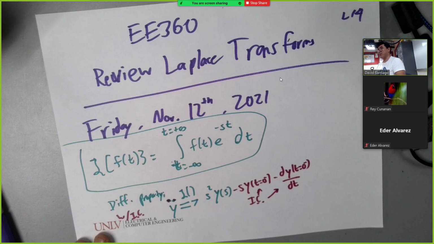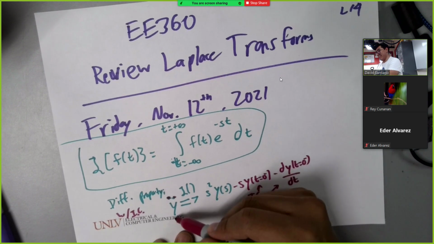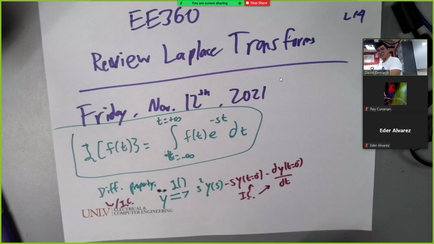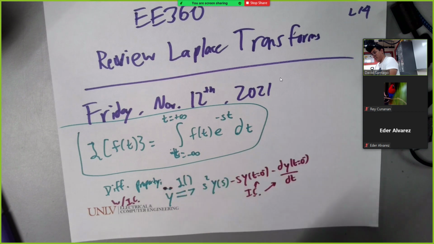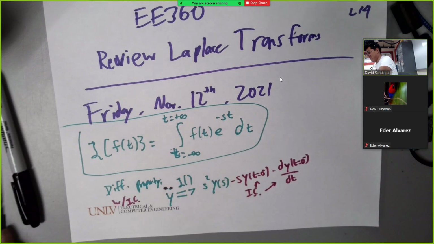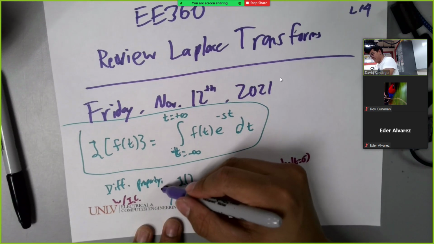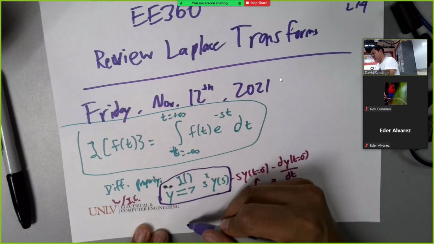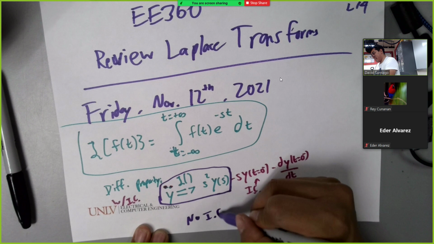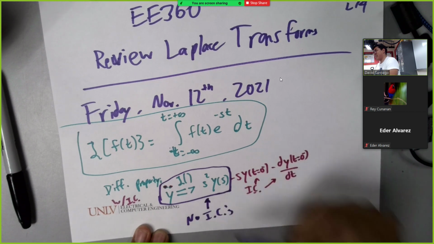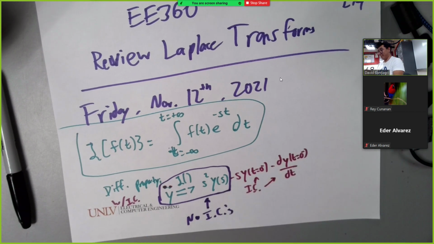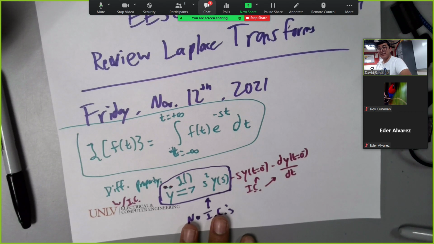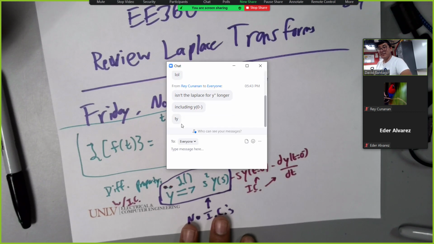Hooray, you're done. But if he doesn't give you initial conditions, then let's use the other marker. No, let's use this purple marker. No ICs. Okay, got it? Easy? Everyone's going to get 100 on that one?